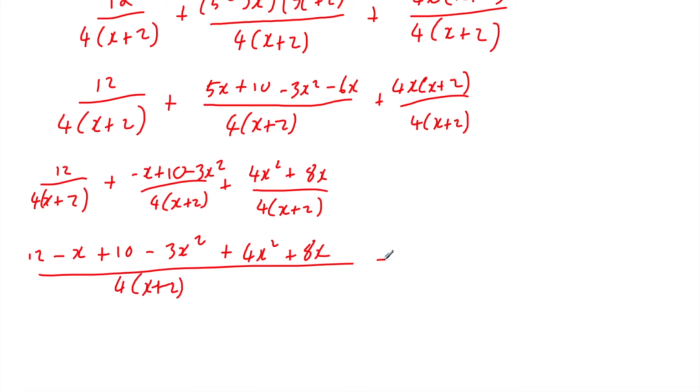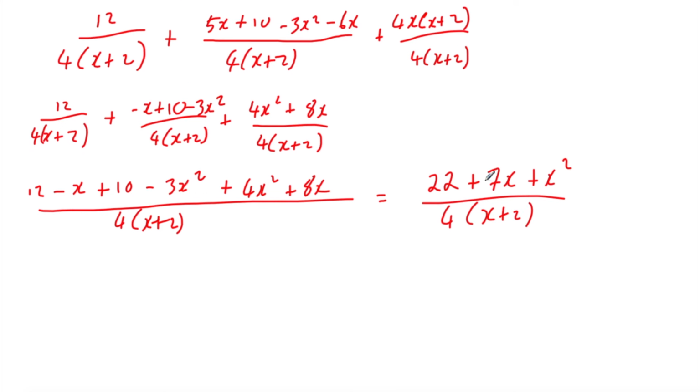And now we can simplify this numerator. Let's deal with the numbers to begin with. We've got 12 plus 10, so it's going to be 22. And then we've got minus x plus 8x, that's going to be plus 7x. And then we've got minus 3x squared plus 4x squared, that's going to be plus x squared. And that's all over 4(x + 2).